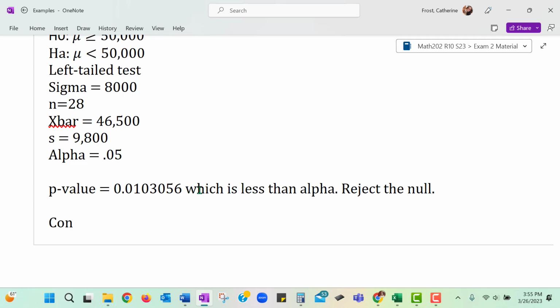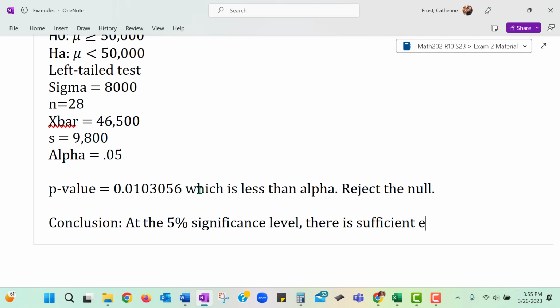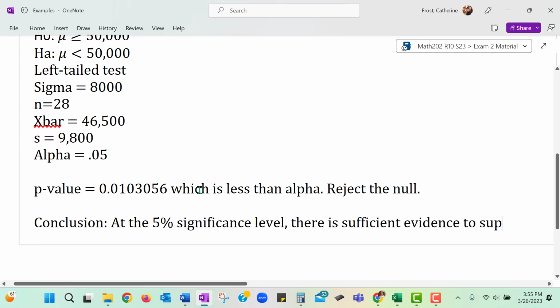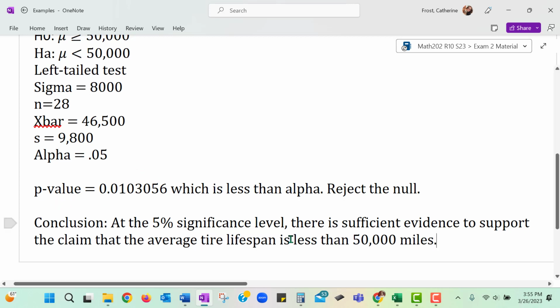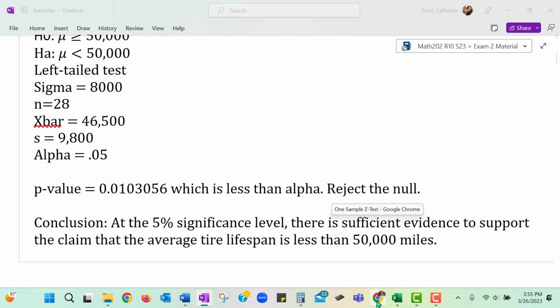So our conclusion would be something like, at the 5% significance level, there is sufficient evidence to support the claim that the average tire lifespan is less than 50,000 miles.